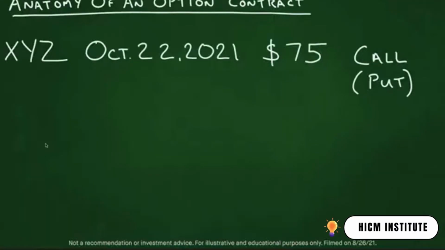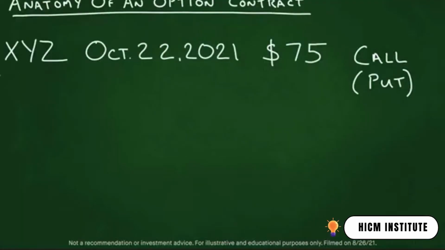Every option has contract specifications. Options are standardized, and there are 4 key specifications that can identify any option that you're looking at. Let's break it down. So here I have an example option. It's the XYZ October 22nd, 2021, $75 call. And I've also put in parentheses because, of course, for every call, there's also a put.